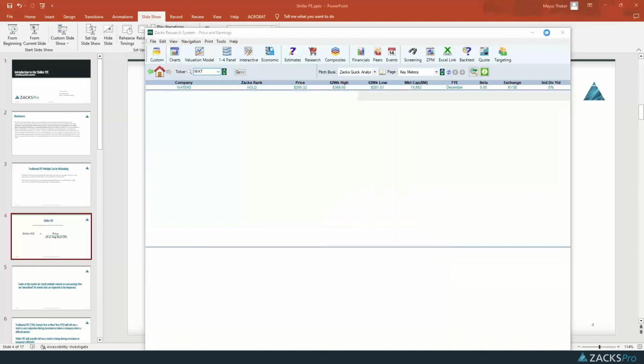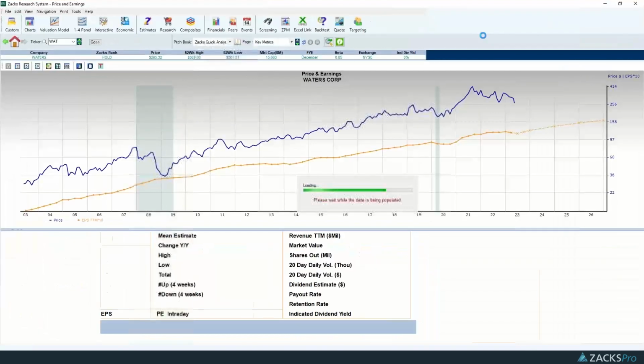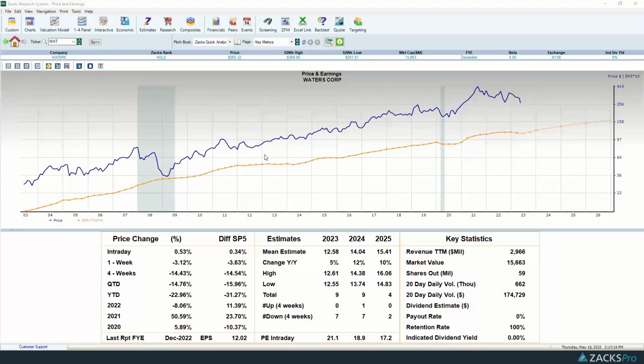So we'll go over here into ZRS, and I just have Waters Corporation here. Now, Waters is one of our earnings-certain stocks. So their earnings basically just go up in one direction all the time. But let's say, I don't know, let's use something a little bit more cyclical like CAT, right?